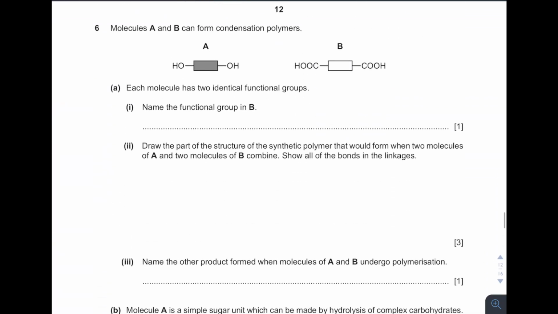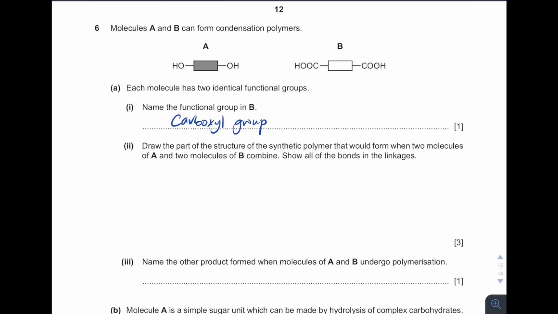Okay, then given this, polymerization. Name the functional group in B. So you see, what is the functional group? COOH, isn't it? And COOH is also called the carboxyl group. But of course, you can also write carboxylic acid. Yes, acceptable, because all carboxylic acids contain the COOH group.